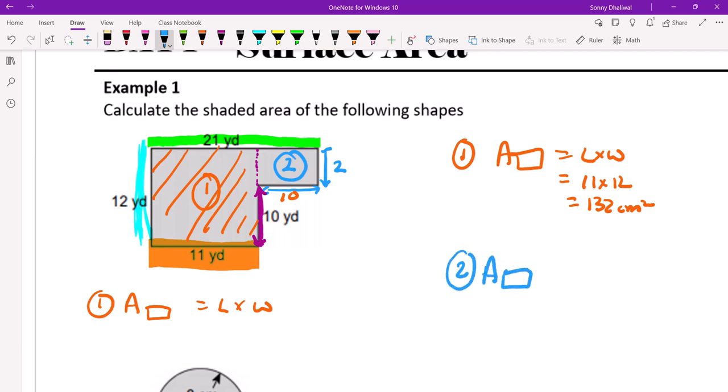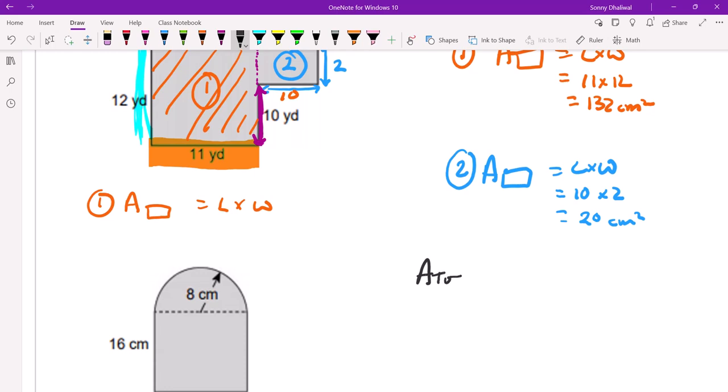It's a rectangle, so the formula is length times width. There you go, 10 times 2, which is what number? 20. Thank you. So now, are we done? No. What else do we need to do? Add them together. We figured out each piece. All together.